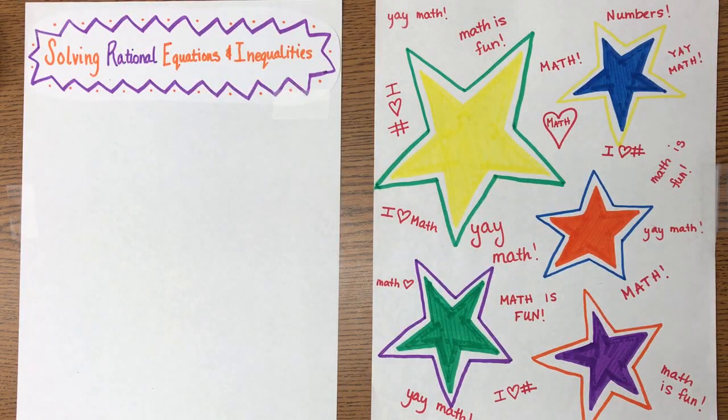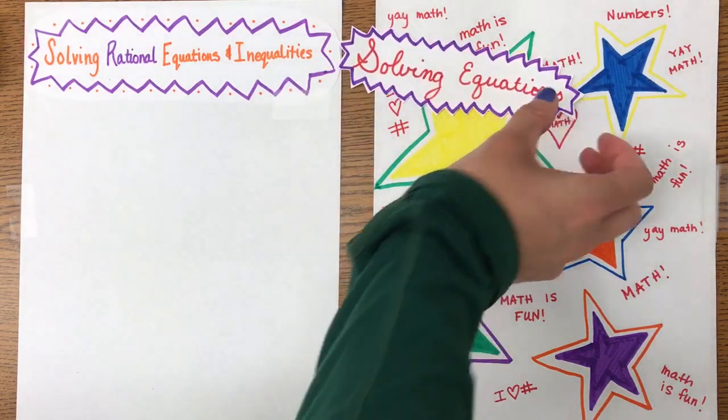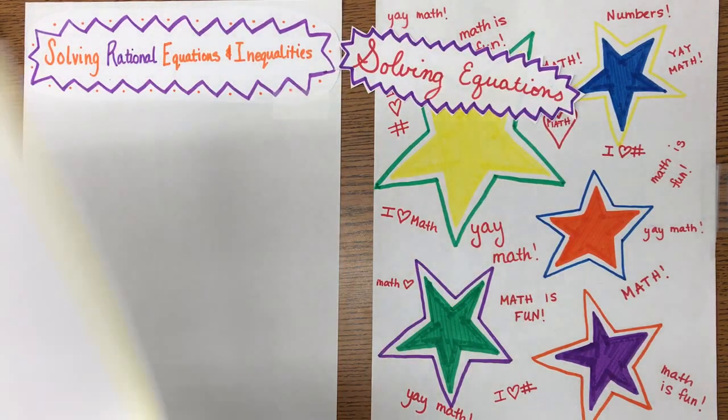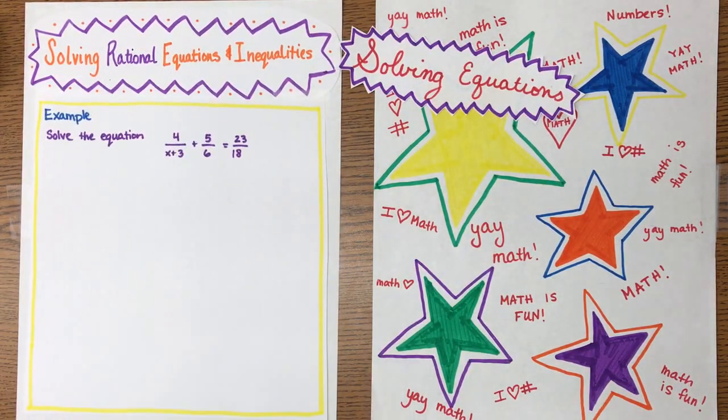Welcome back. In this set of videos, we'll be looking at solving rational equations and inequalities. In this video, we're going to look at solving equations. And we're going to start out looking at the example, solve the equation 4 over x plus 3 plus 5 over 6 is equal to 23 over 18.